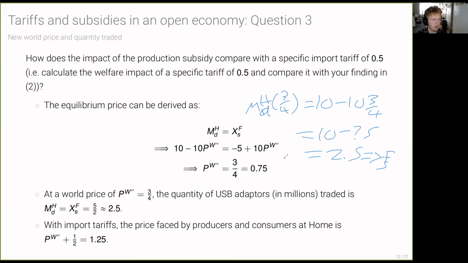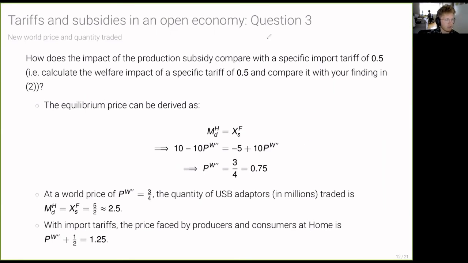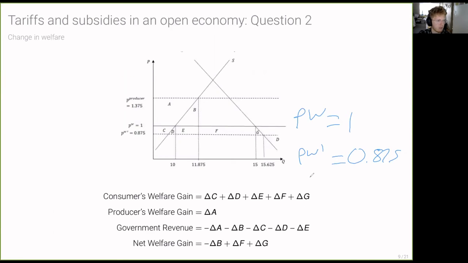One thing to note is that, recall that the free trade equilibrium, PW, was equal to 1. The subsidy equilibrium was that the world price was going to be equal to, I believe it's 7.7 over 8. So I think it's 0.875. Let me double check. Yeah.